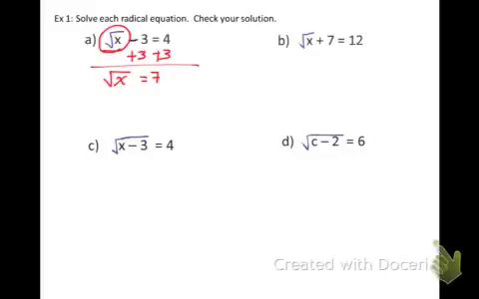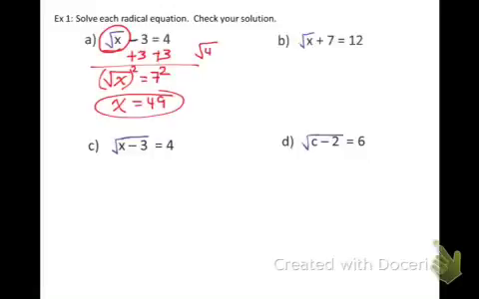And then you need to get rid of the square root, because we want to find out what x equals. To get rid of a square root, you just square it. But if I square one side, I have to square the other side of the equal sign too. So it's now going to be x equals 49. And there you go.